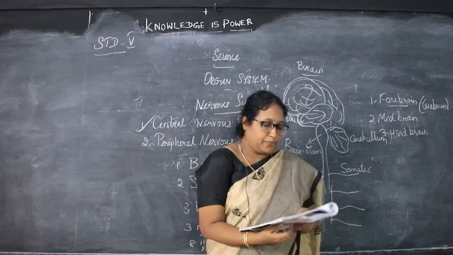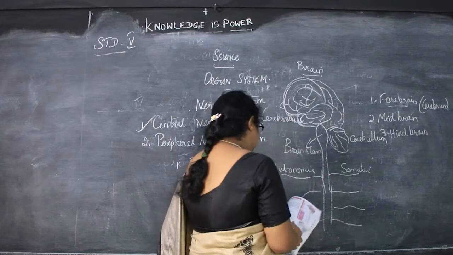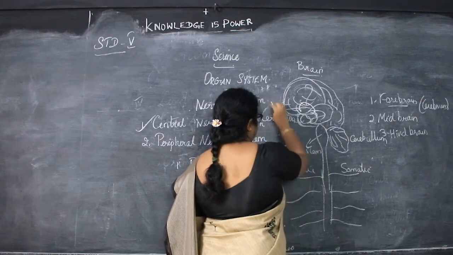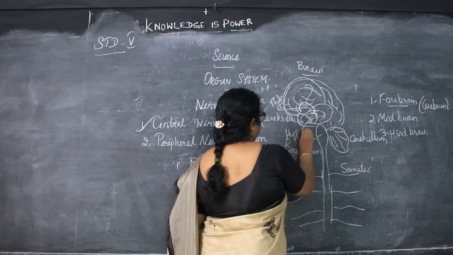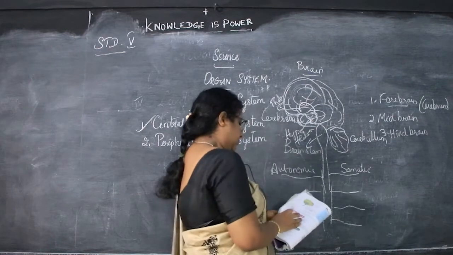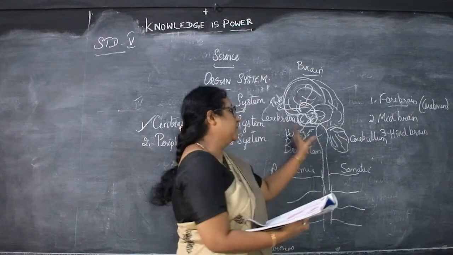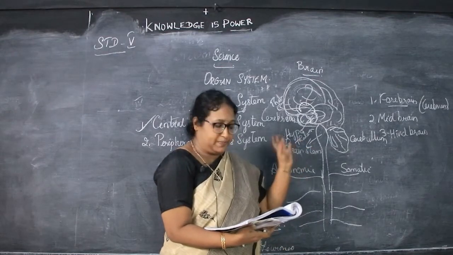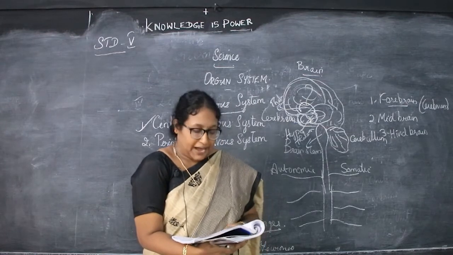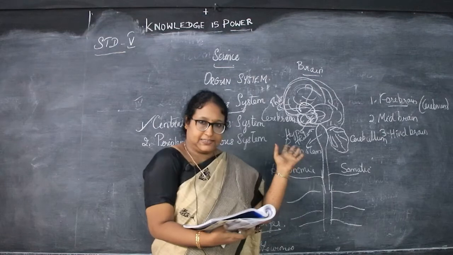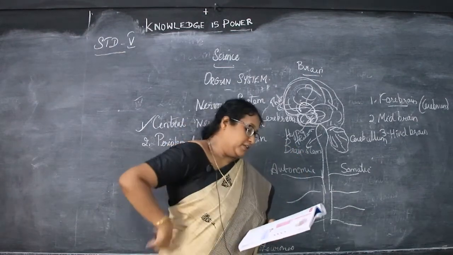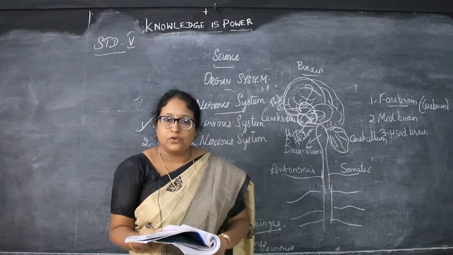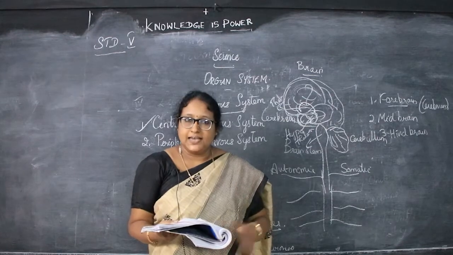The forebrain consists of the cerebrum, thalamus and hypothalamus. The cerebrum is the largest part of the brain, and it is the center of human memory. It is responsible for intelligence, imagination and reasoning.